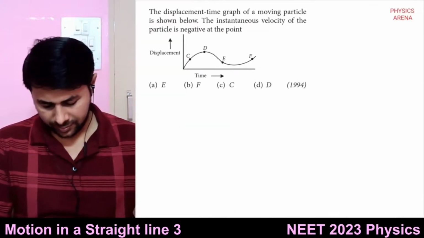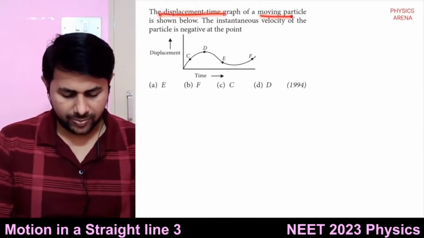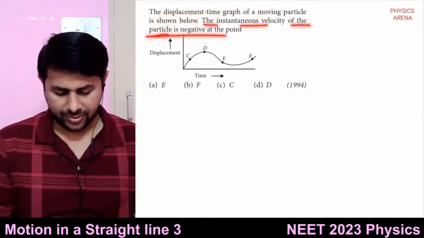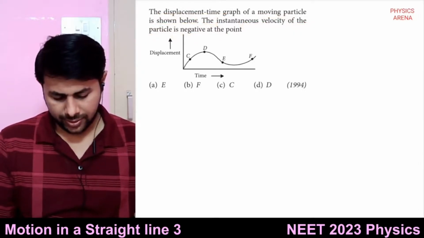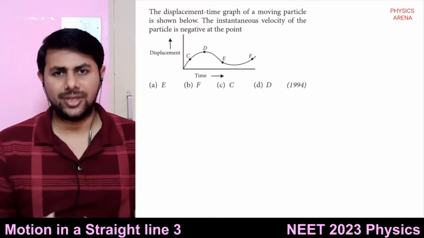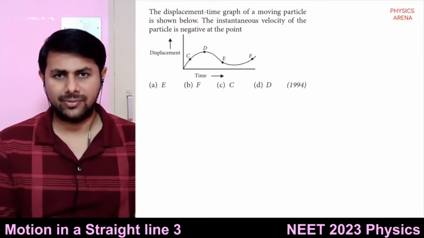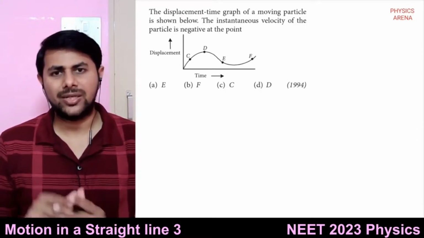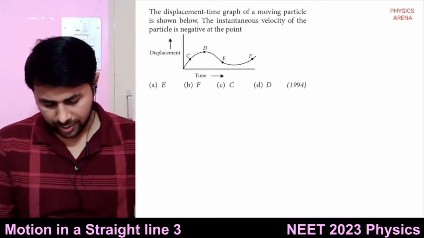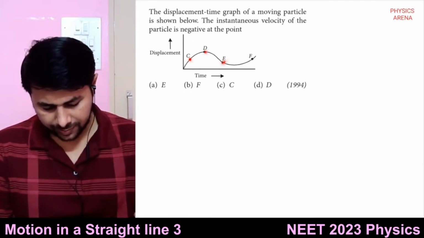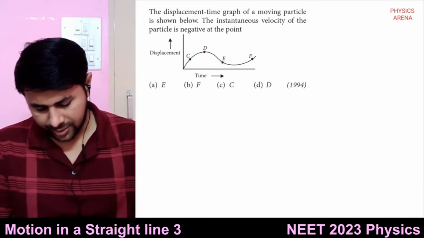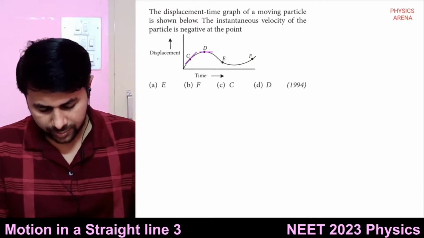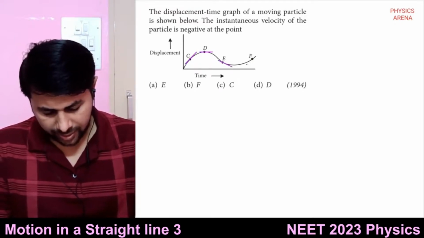Next question. The displacement time graph of a moving particle is shown below. The instantaneous velocity of the particle is negative at a point. So we have seen what is instantaneous velocity. At any time, draw a tangent to the position versus time graph, and slope of that tangent will give you the instantaneous velocity. So we have these 4 points. Let's draw tangents at these 4 points: 1, 2, 3 and 4.